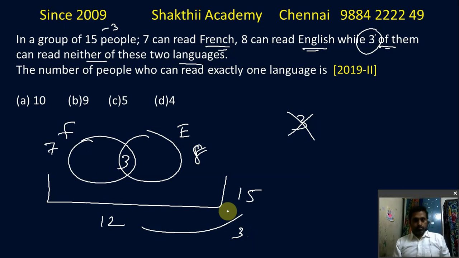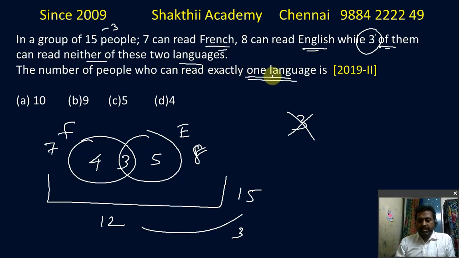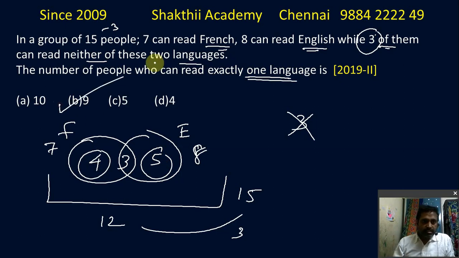So now it is very clear. This 7 minus 3 will be 4. And this 8 minus 3 will be 5. What is the question? The number of people who can read exactly one language. That means they will speak only French and only English. Only French how many people? 4 people. Only English how many people? 5 people. 4 plus 5? 9. So the answer is 9. That's it. Very simple.